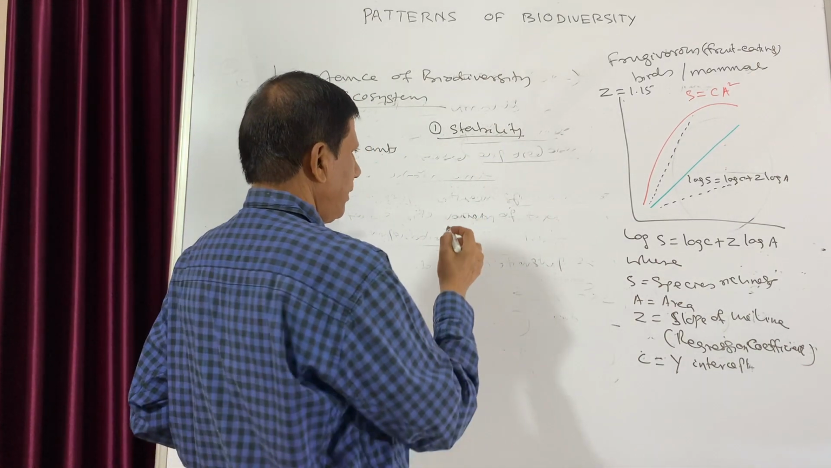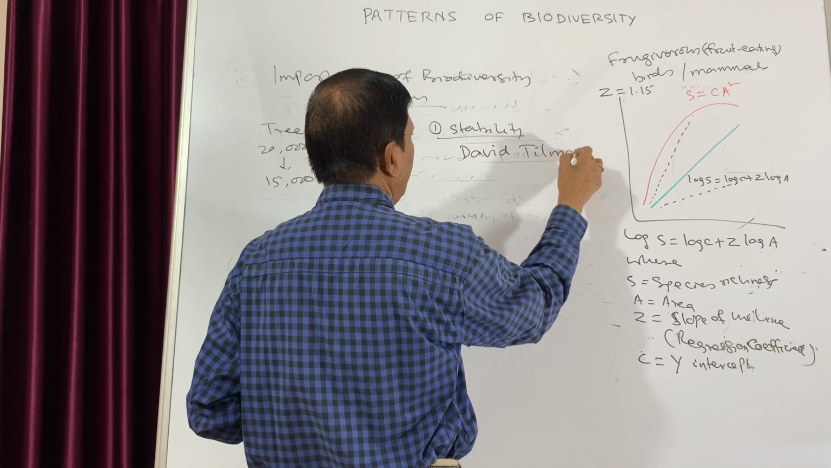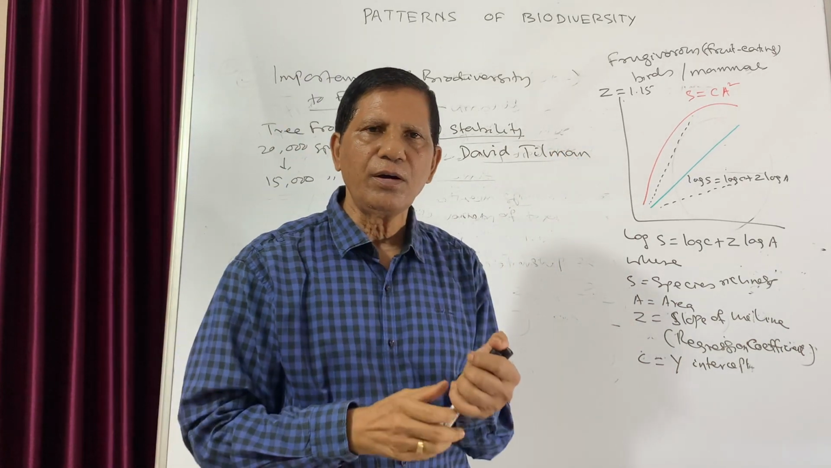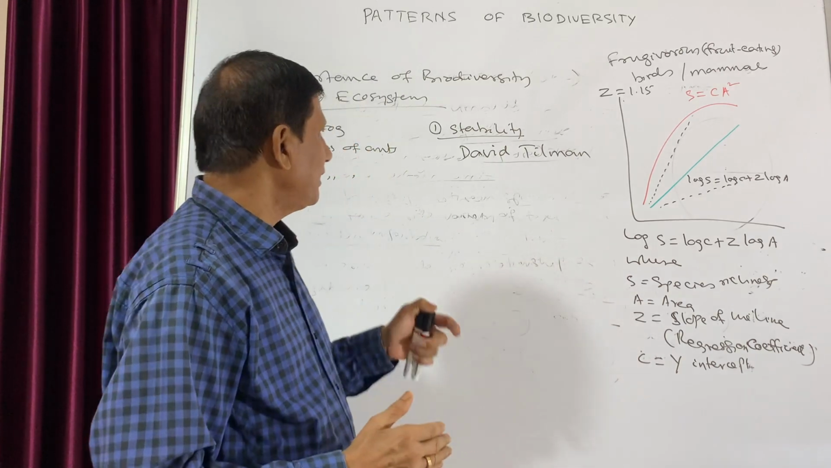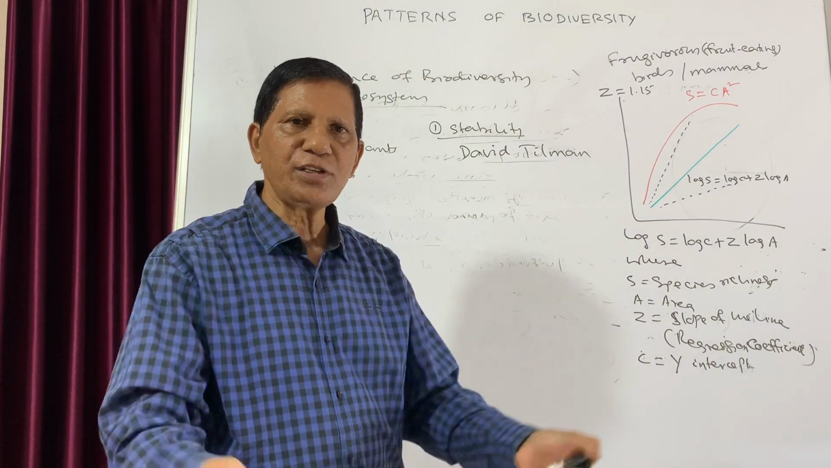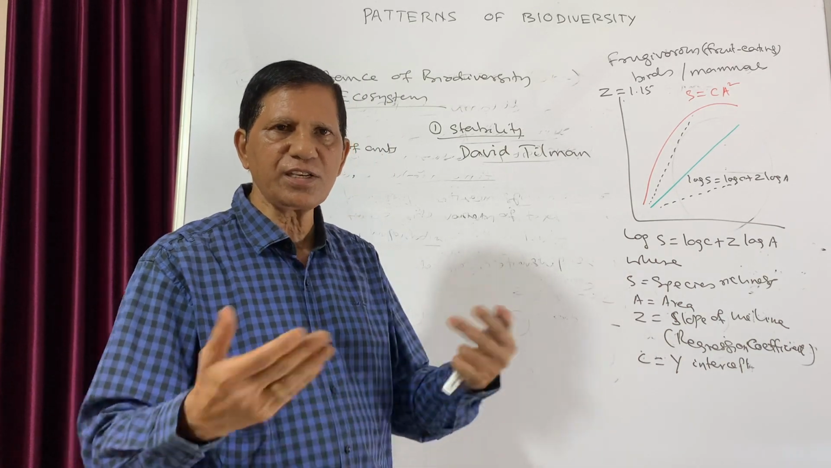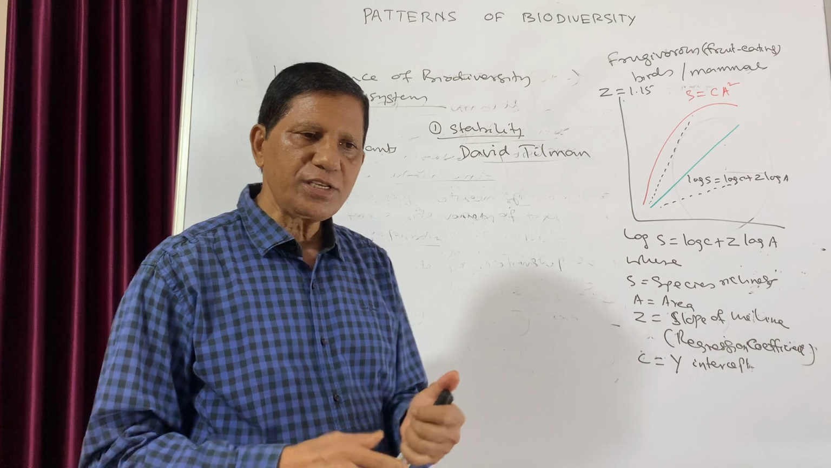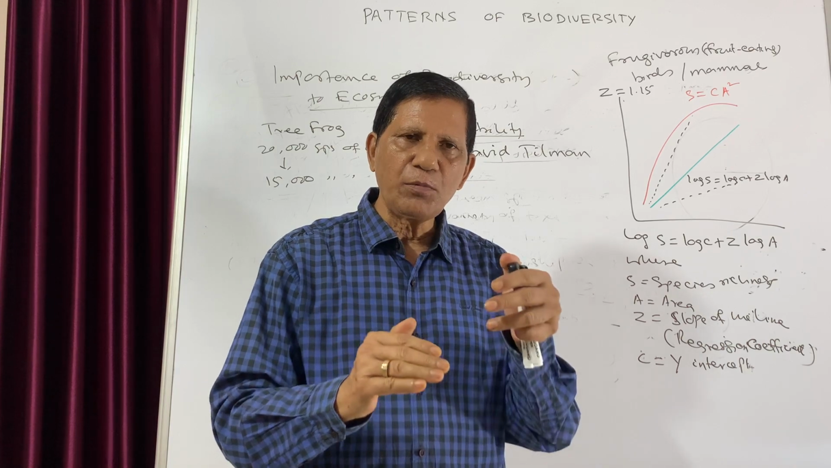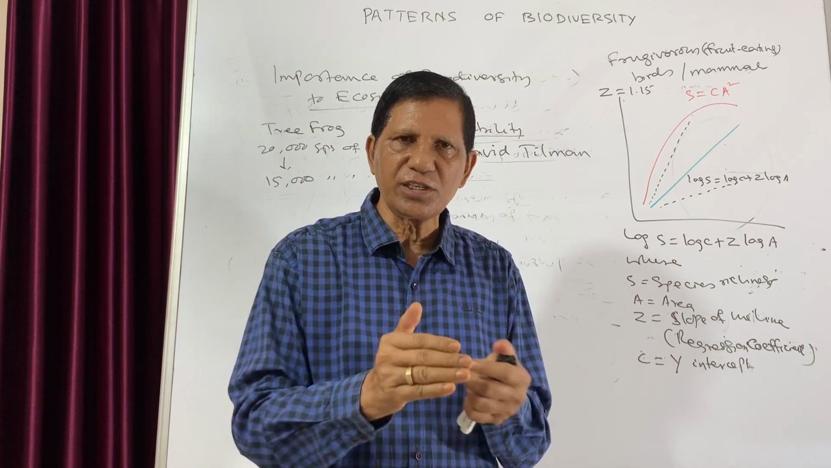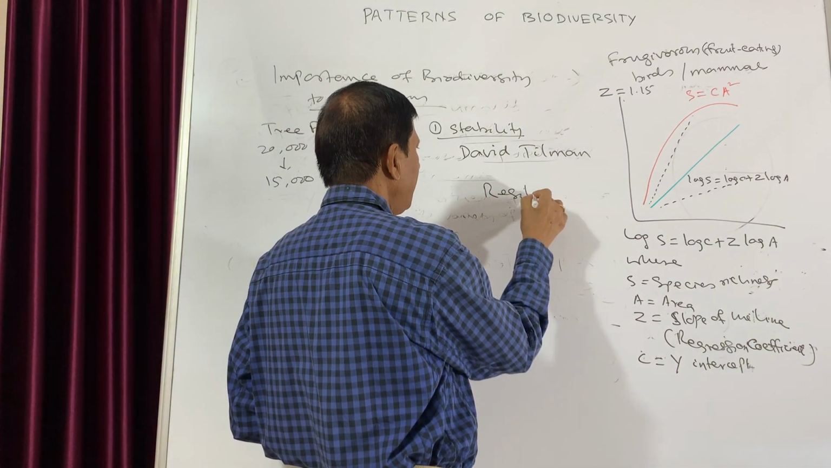Now, according to David Tilman, he made some outdoor experiments, and he found that the greater the biodiversity, the more stable the ecosystem is. This is his conclusion. Why? Because if the biodiversity is greater, it is more stable. One of the reasons is if there is a slight disturbance in the ecosystem, then it can be resilient.